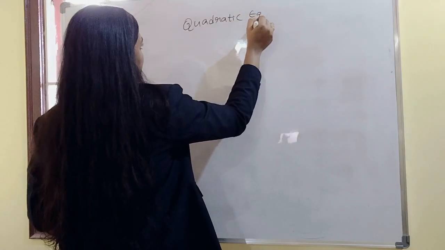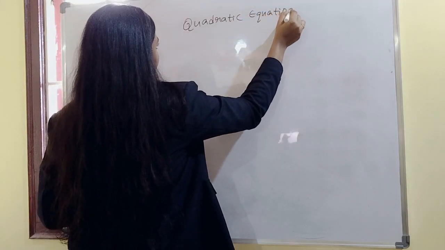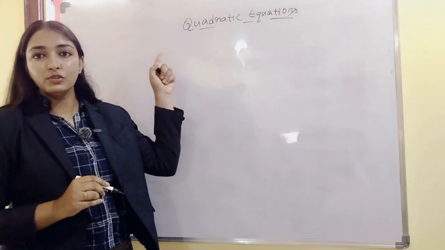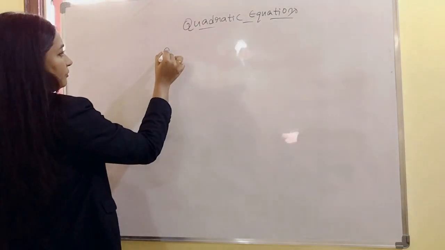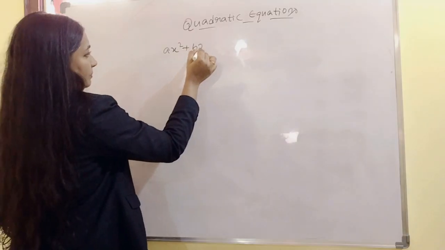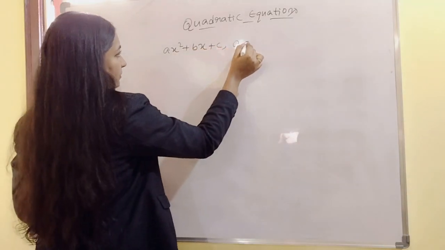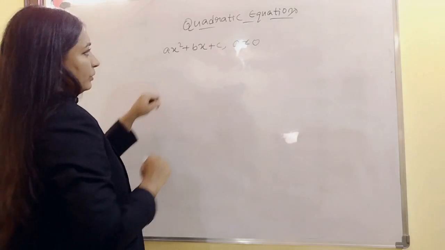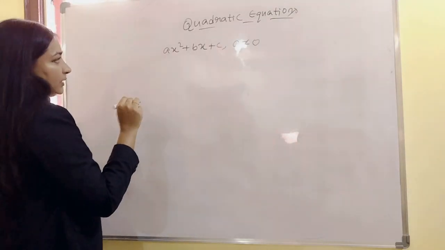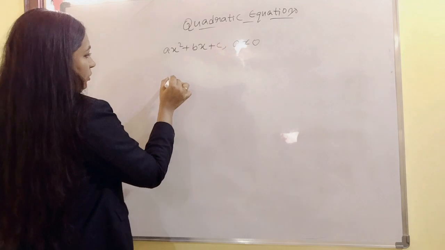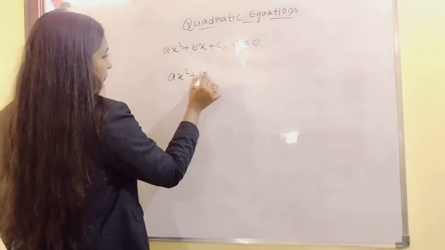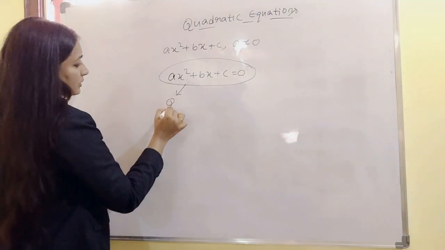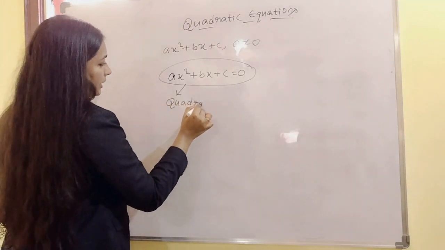Quadratic equations. We have an idea of polynomials. A quadratic equation is also a polynomial which is in the form of ax square plus bx plus c. A shouldn't be 0. If the x square coefficient is 0, it becomes a linear polynomial. Is it clear? So when we equate a quadratic polynomial to 0, we get a quadratic equation. This is our quadratic equation.